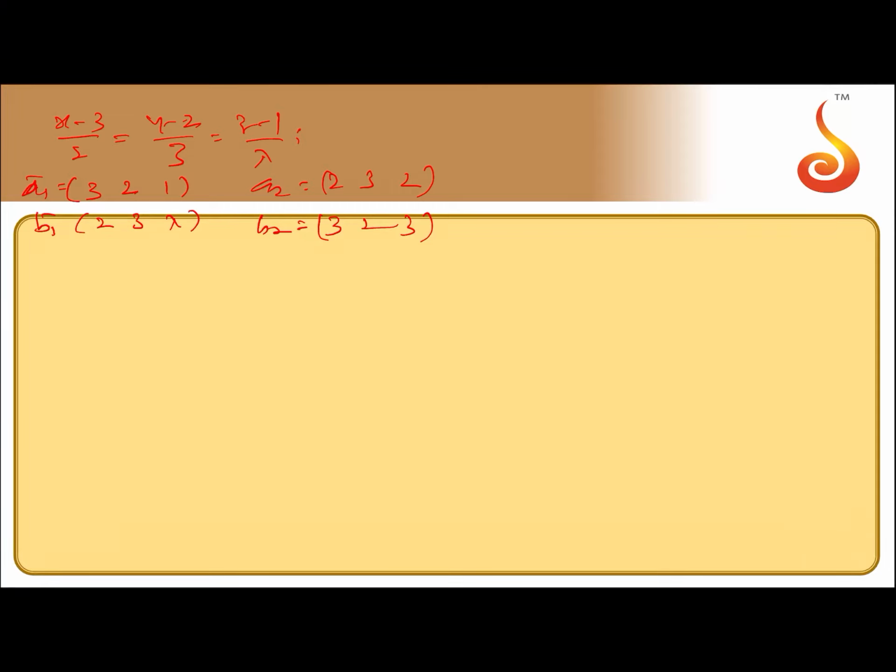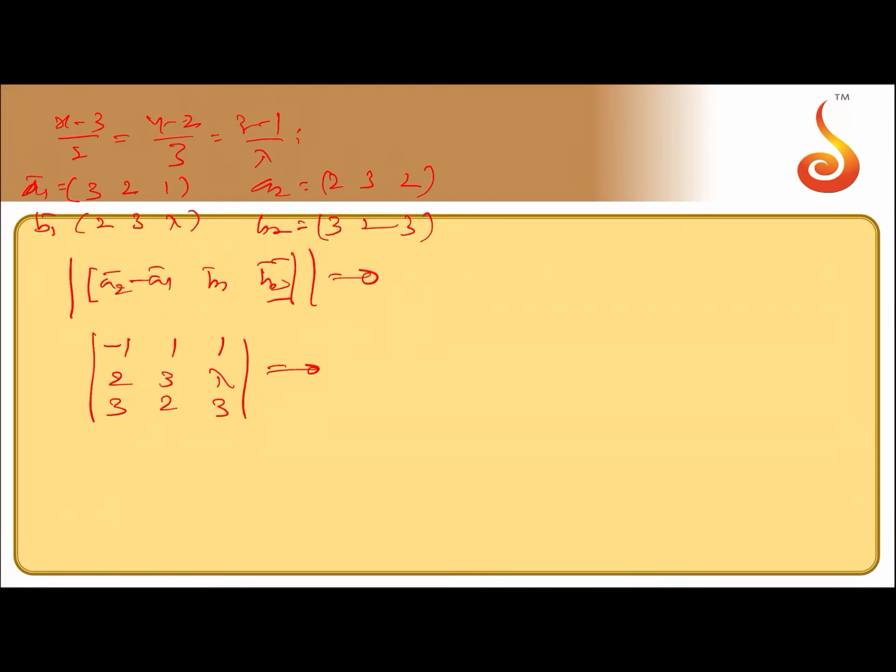Let me calculate the shortest distance between them. It has to be 0 because they lie in the same plane. So the determinant, the box product of A2 minus A1, B1 and B2, has to be equal to 0. Therefore the determinant of A2 minus A1: (minus 1, 1, 1), then (2, 3, lambda) and (3, 2, 3) is equal to 0. Let me expand this one along the last column.